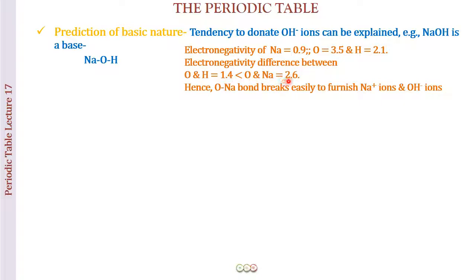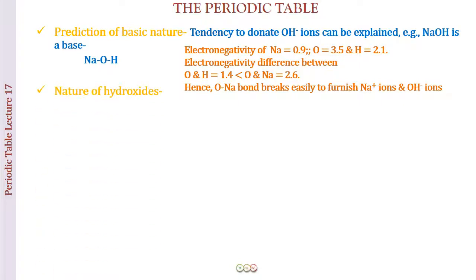So if the electronegativity difference of O and Na is more than O and H, where is the bond that is going to break? This is the bond which is going to break. So when this is the bond which breaks, what is being released? It is going to be the OH ions. And if OH ions are being donated, this is going to be a base.